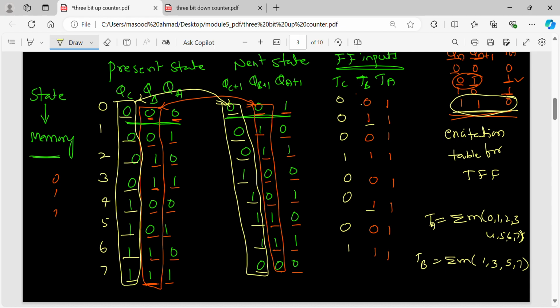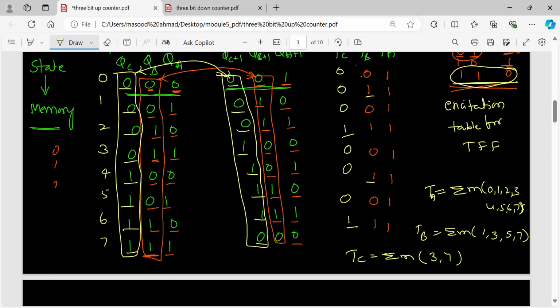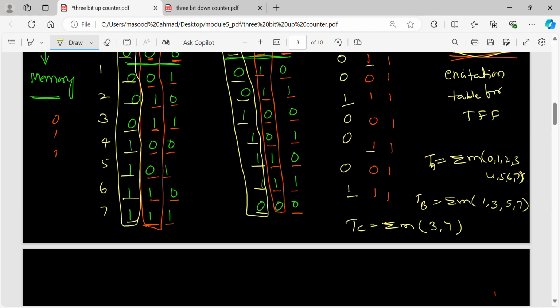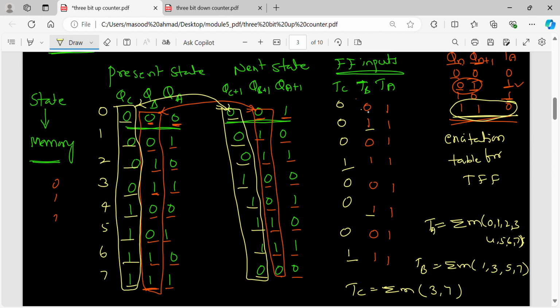Right. Similarly, you can look at TC. TC is sigma m. For which values is it 1? It is 1 for 3 and 1 for 7. So sigma m 3, 7. From these values, I can get the expressions for the inputs. From QA, QB, QC, I need to get TA, TB, TC.